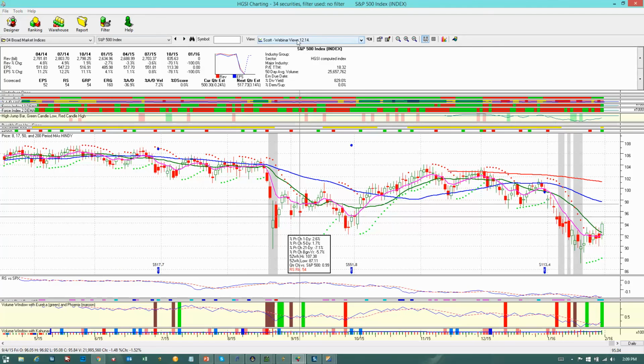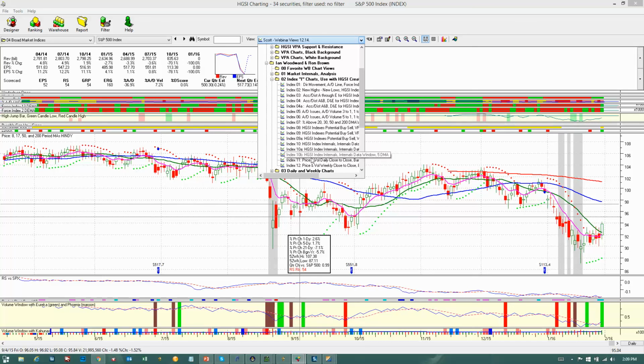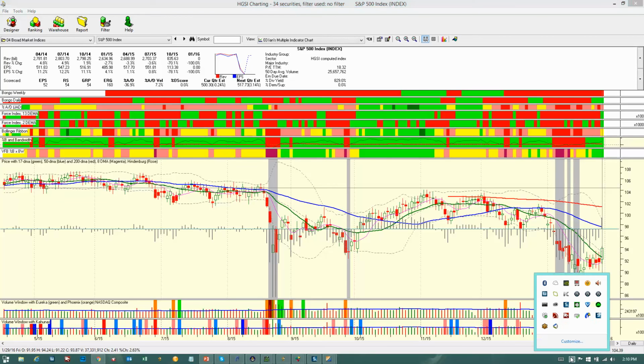Try a different one. Apologize for this. And so many changes in HGSI, I've got to figure out where I put everything. All right, I'm going to stop the chart tape for a second. I'm going to fix my chart and I'll be right back.